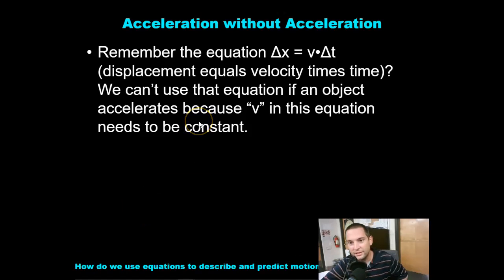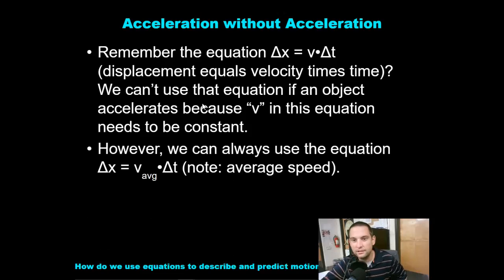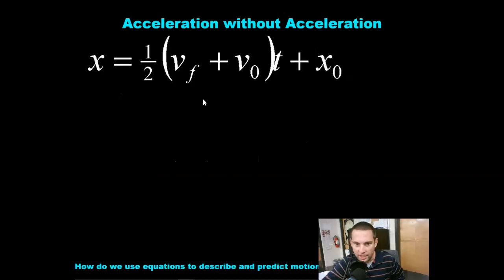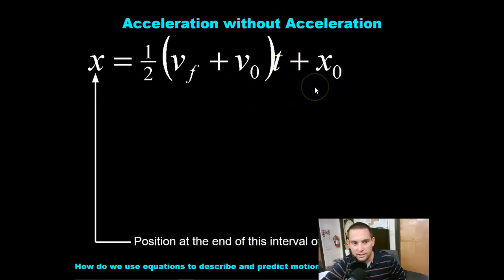If we remember the equation, delta x equals v times delta t, displacement equals velocity times time. We can't use that equation if an object is accelerating because v has to be constant. But we can always use the equation delta x equals v average times delta t if we're using the average speed. When an object has a constant acceleration, the average speed is simply the average of its initial and final speeds. So we have this equation. The initial and final speeds divided by 2. So the average of the initial and final speeds times t plus the initial position.